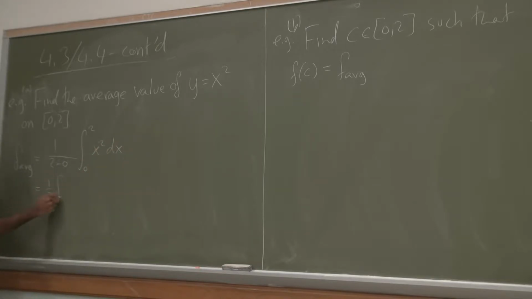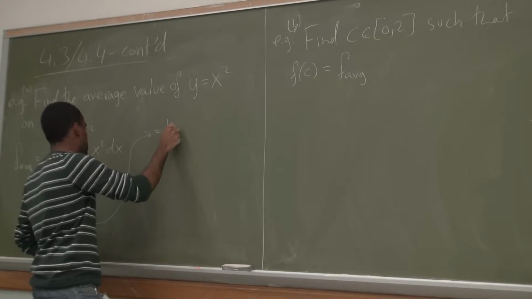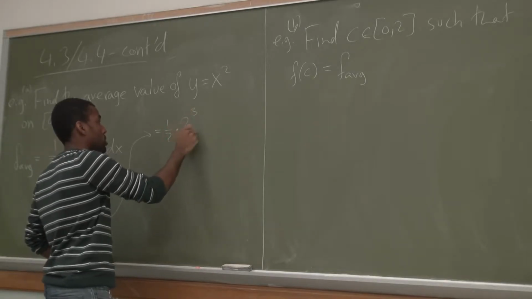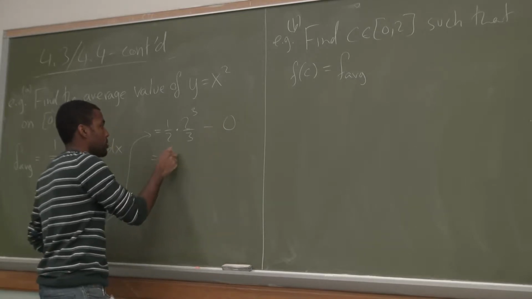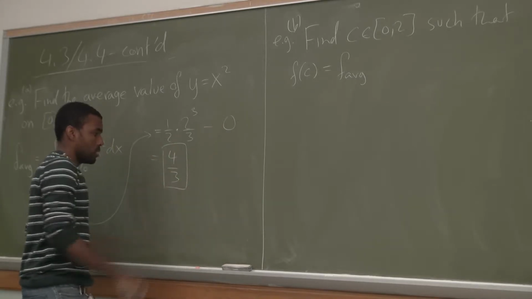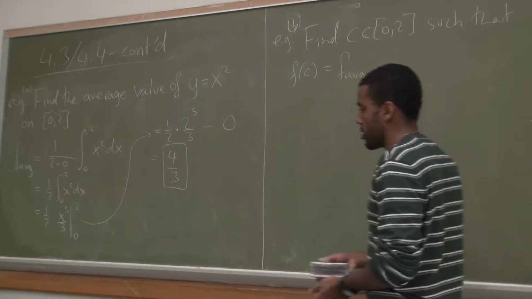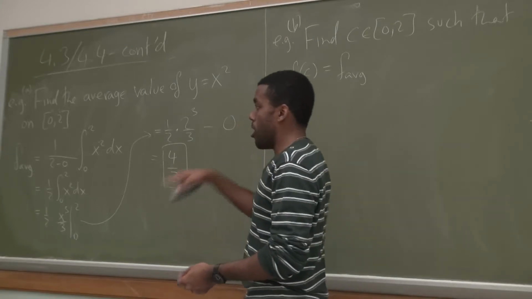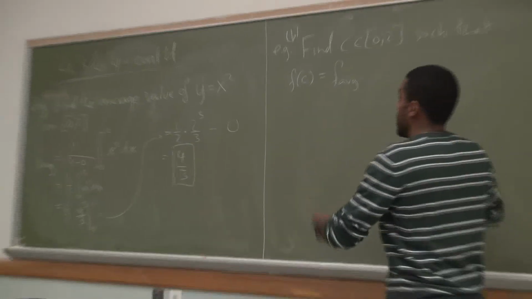So that's just 1/2 the integral from 0 to 2 of x squared, x cubed over 3 between 0 and 2. This is 1/2 times 2 cubed over 3 minus 0. So this is just 4 over 3. So the average output of x squared on that interval is 1 1/3. So if you could possibly add up all the x squares between 0 and 1, divide them by the number of numbers there are, that would be what you would get.